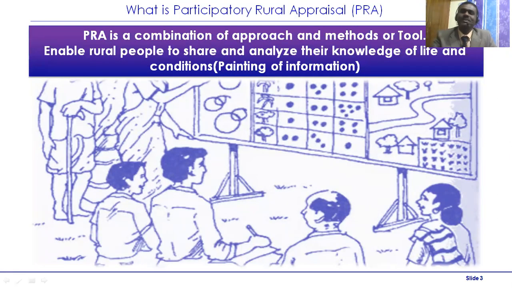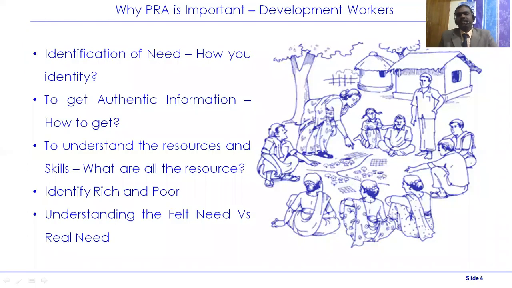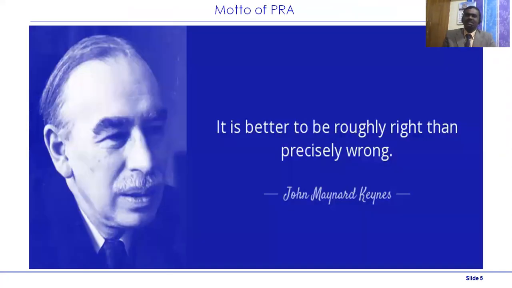It is also called a tool or method for collecting information from the rural area, and also collecting information about their resources, which is used for the development of the community. Why is PRA important? PRA is important for identifying the needs of the community, and for getting authentic information from the community, and also for collecting or understanding the resources available in the community. So this technique is being used for the development of communities.